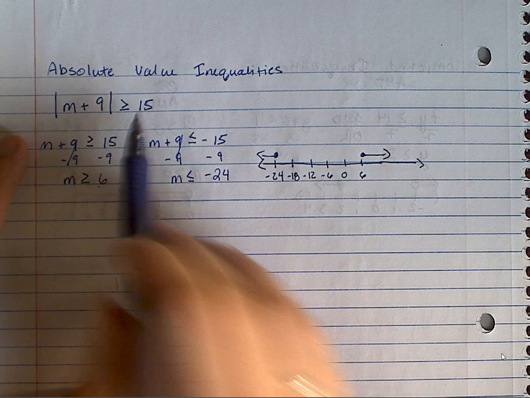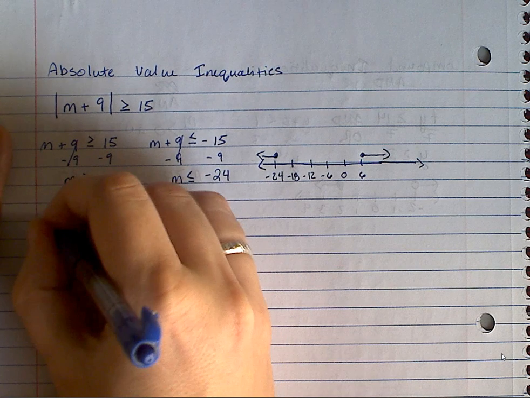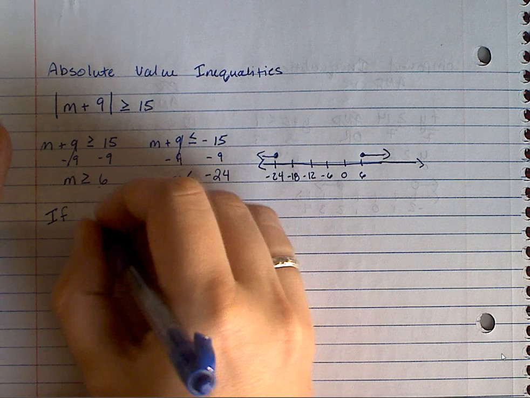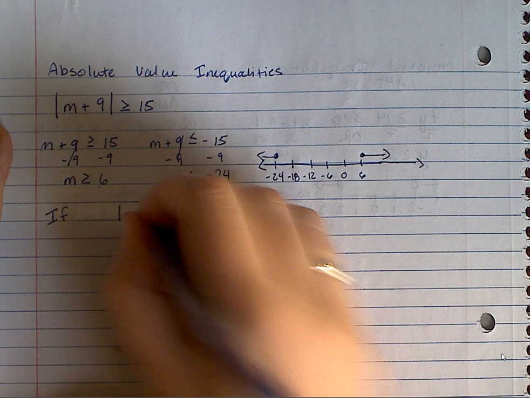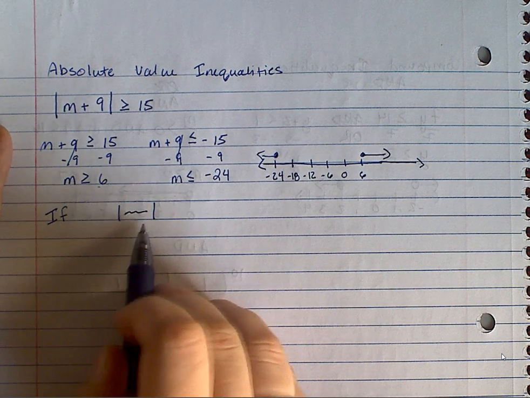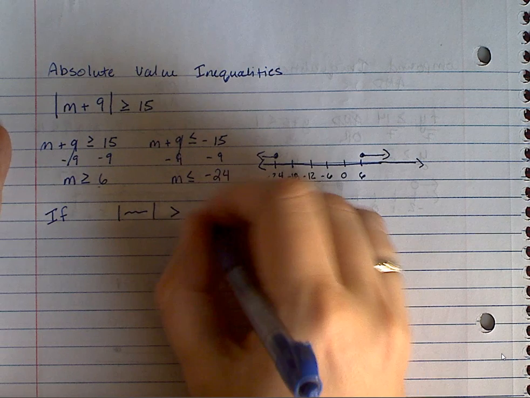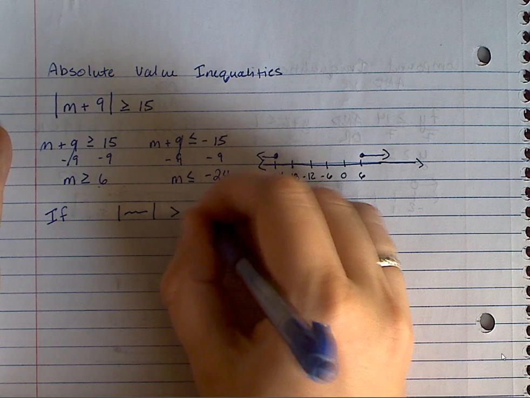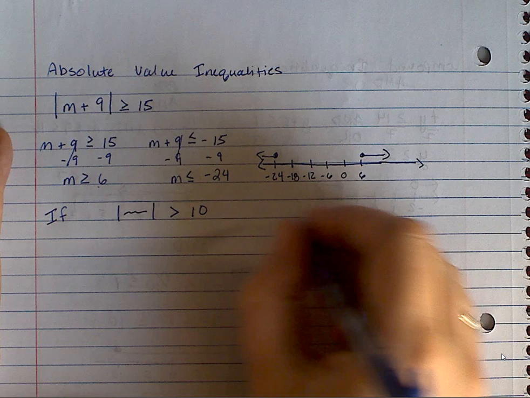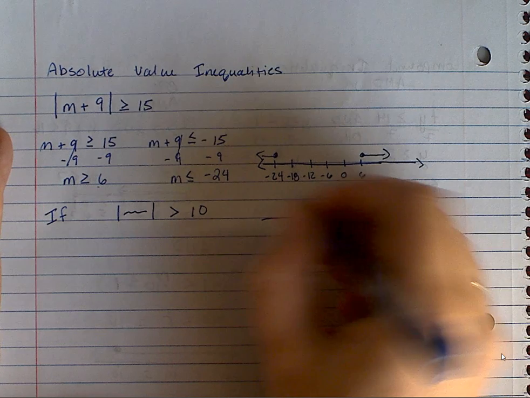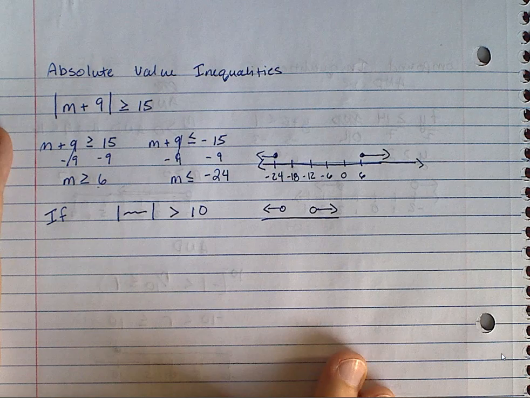So with absolute value inequalities, and this is a big thing for your notes here. If it's the absolute value of something, and I'm just going to put a scribble in here, and the thing inside the absolute value is greater than, say, a number, and I'll just put 10 here just as a number, then your graph is going to have two things that point away from each other if it's greater than.